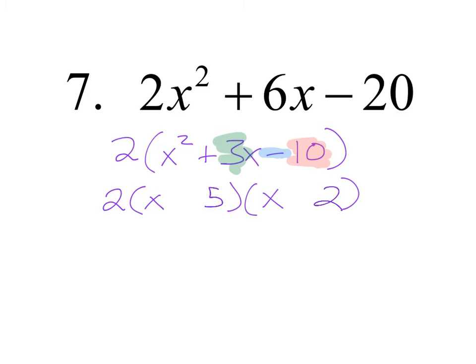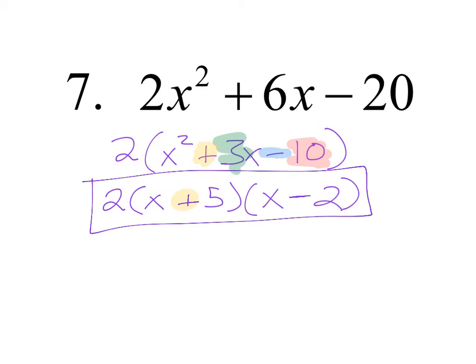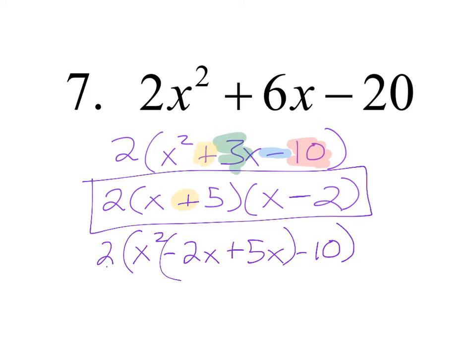Okay, and my larger is the plus. So 5 is my larger, so that's where I'm putting the plus. So this would be my final answer. We'll check this by doing a FOIL. X squareds firsts, outers minus 2x, inners plus 5x, lasts minus 10. Now, if I put these two together, I get a 3x, and then I multiply them by 2. I get 2x squared plus 3x minus 20.